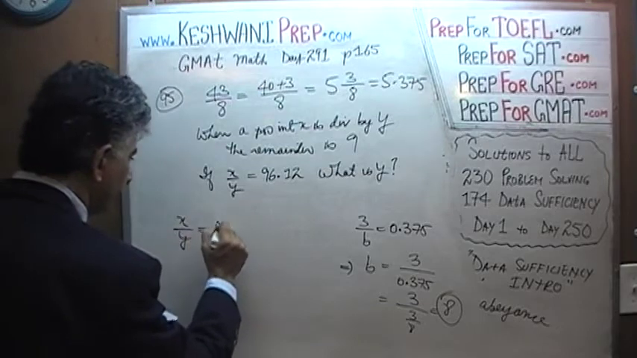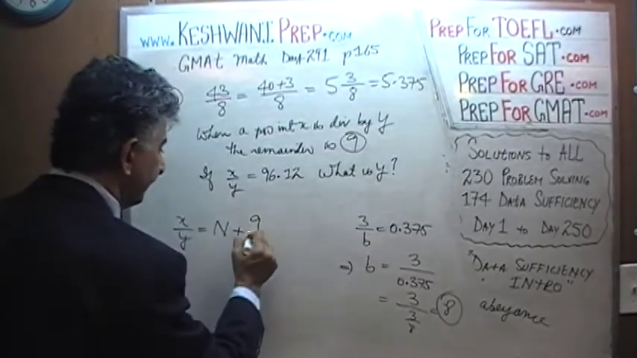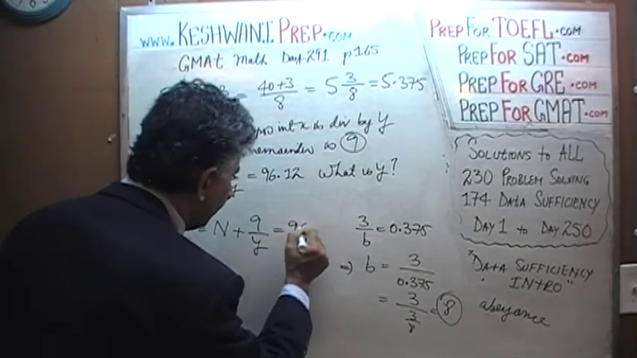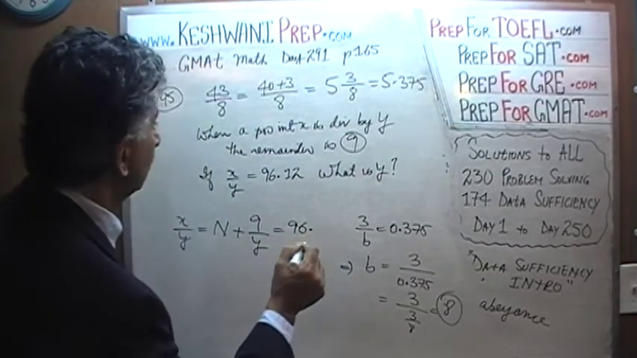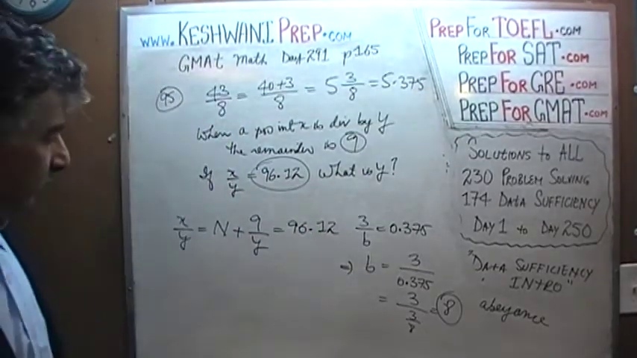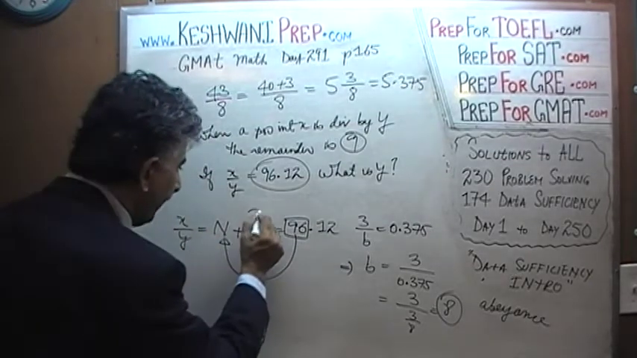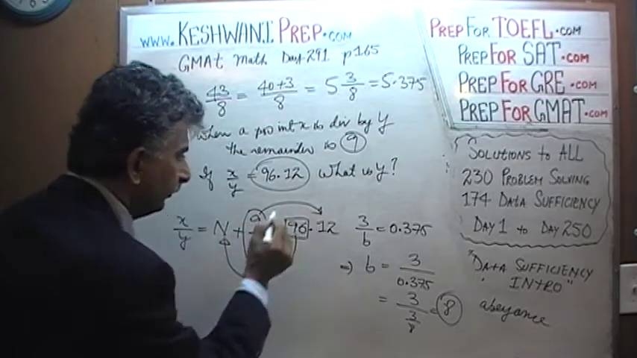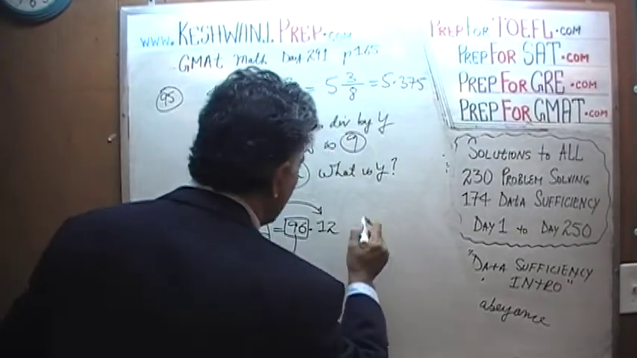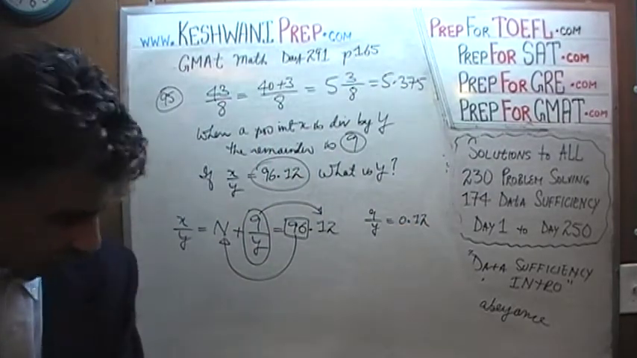So that tells us that x over y must equal some integer n, some whole number n, and then because of the fact that we have a remainder of 9, there is 9 over y, because we are dividing by y. And that we are told equals 96.12. That's it, we are done. So this 96 part that you see there, that's the integer, that's our n. And this part, 9 over y, must equal 0.12. Same as before, you see? 9 over y must equal 0.12. And we just have to solve for y.